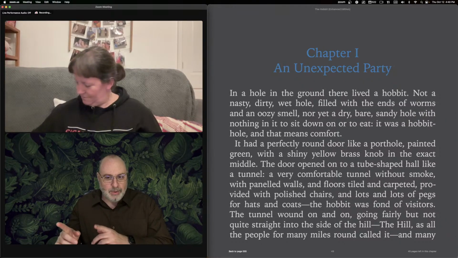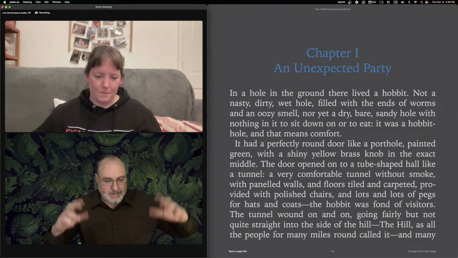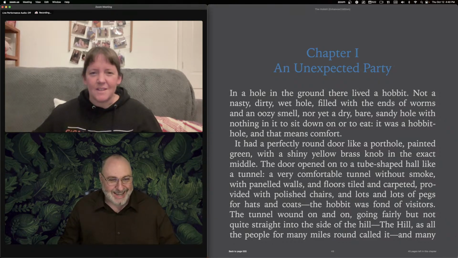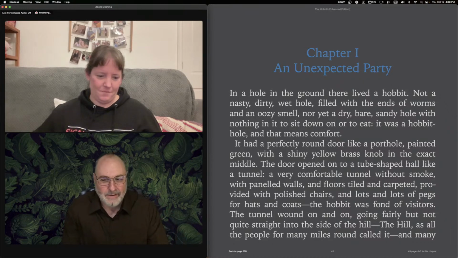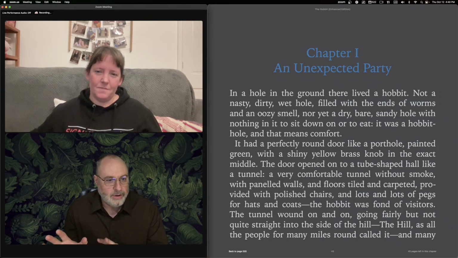So notice the second one kind of upgrades from the first one. The first one is wet and nasty and filled with dead worms. I mean, you use the word oozy. Oozy. And it's like, yes. An oozy smell. That's very visceral. So it's not enough just to imagine a non-gross hole.